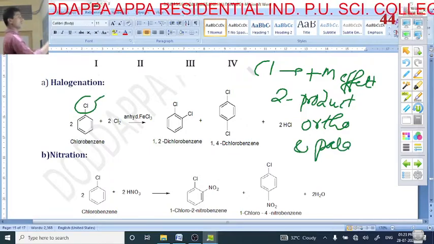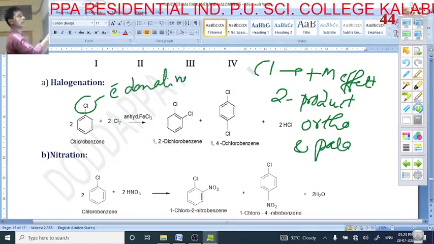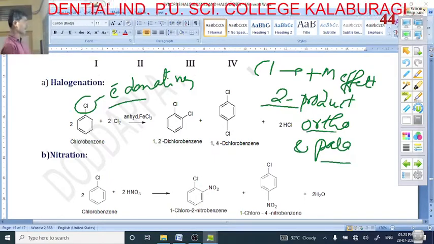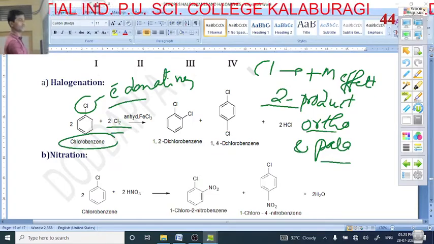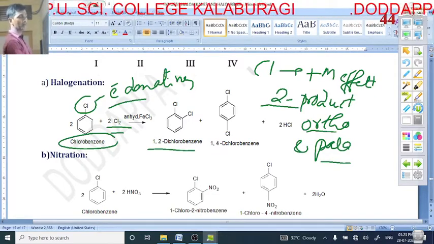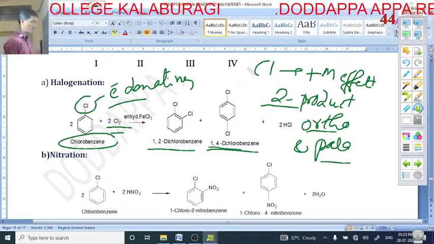Because Cl is an electron donating group, it gives two products, ortho and para. So chlorobenzene reacts with chlorine and gives ortho dichlorobenzene or para dichlorobenzene, also called 1,2-dichlorobenzene or 1,4-dichlorobenzene.